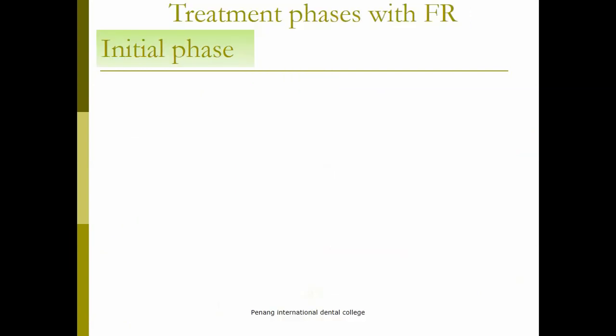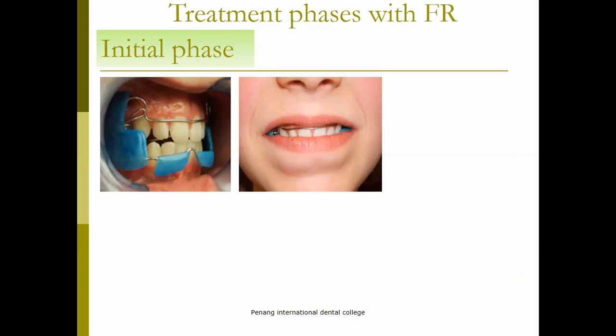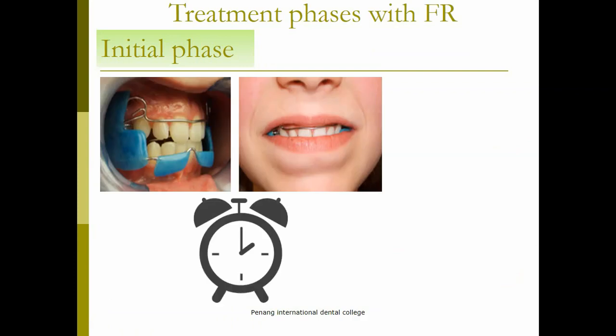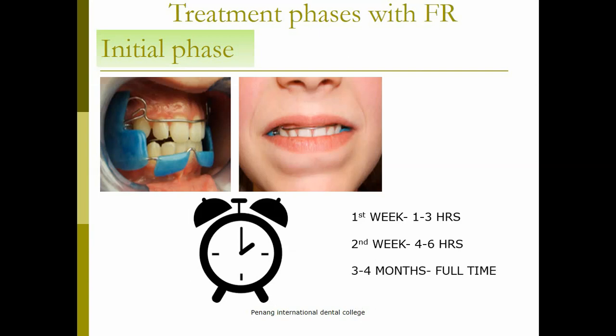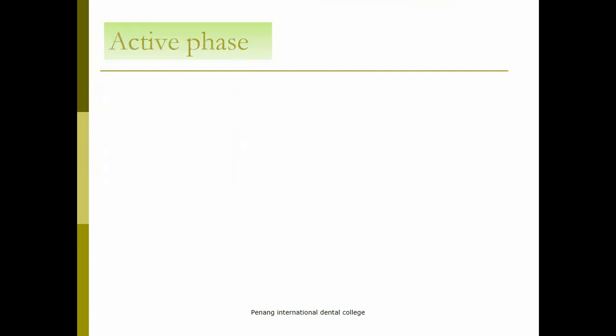So the treatment phases are divided into the initial phase, where you give the appliance to the patient, and the first week you ask the patient to wear it just for 1 to 3 hours because it's something new, and let the patient be comfortable with it. Second week you increase it to about 4 to 6 hours, and then for the next 3 to 4 months it has to be worn full time. Of course, it has to be out of the mouth when the patient is eating. You cannot eat with it.